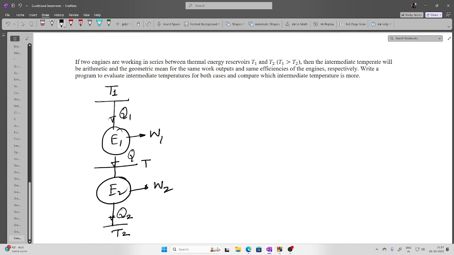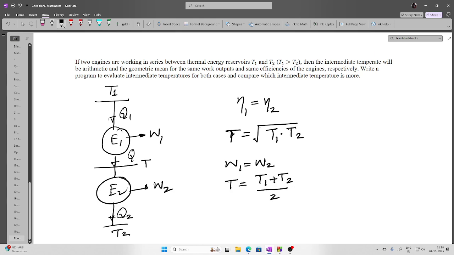Now, it is a known fact in thermodynamics that if the efficiencies of both the engines are the same, that is eta 1 is eta 2, then the intermediate temperature has to be the geometric mean of these two. Whereas if the work output of both the engines is the same, then the intermediate temperature will be the arithmetic mean of these two temperatures, that is T1 and T2. Okay, now what you have to do, write a program to evaluate the intermediate temperature for both the cases and compare which intermediate temperature is more.